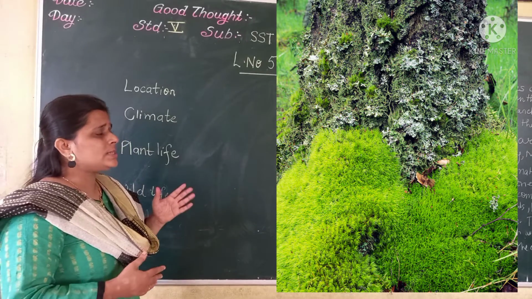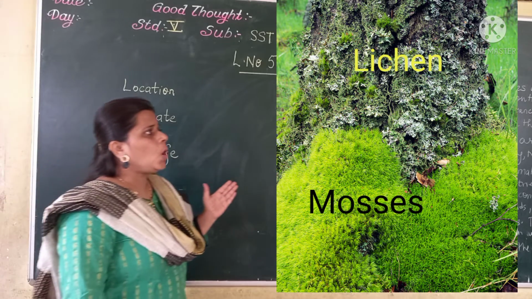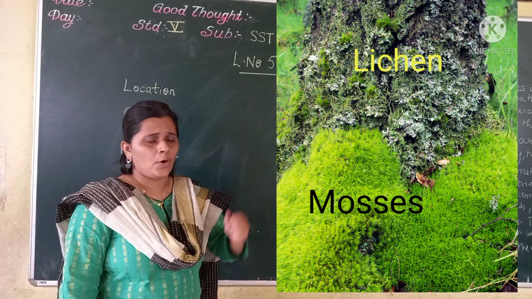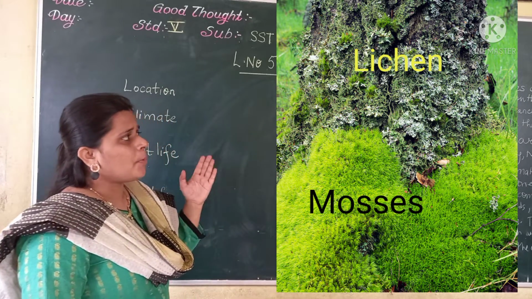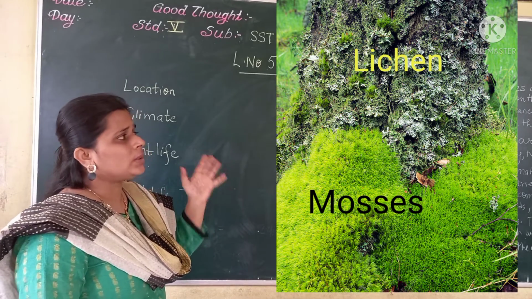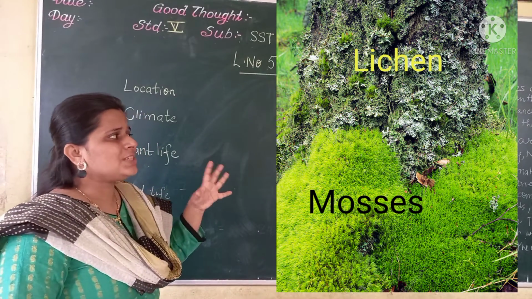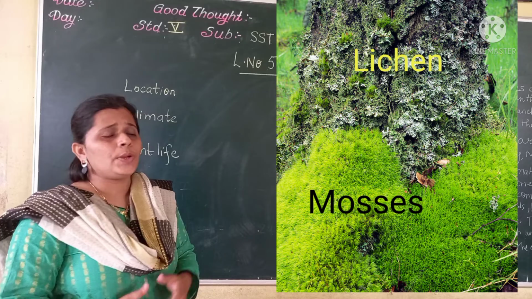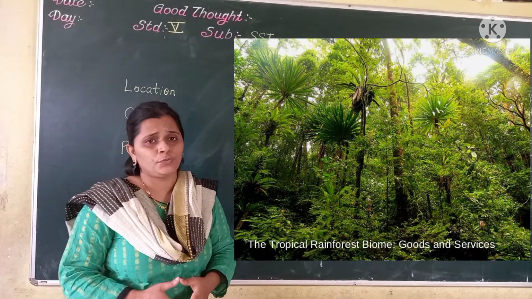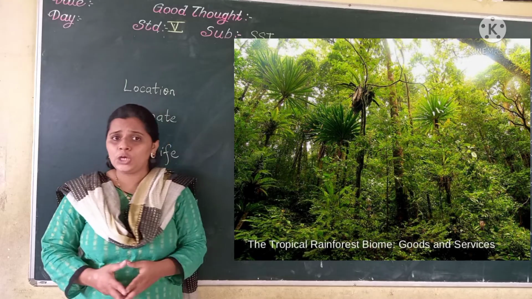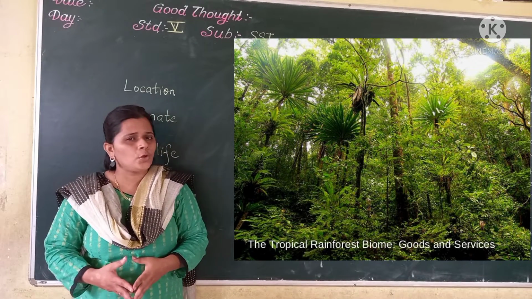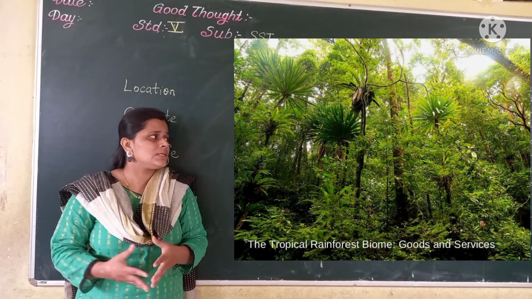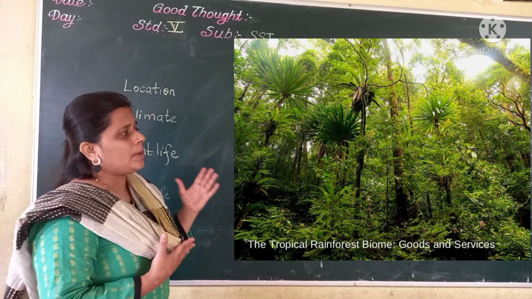Now students, mosses and lichen grow on the damp trunks and branches of trees inside the forest. You can see the picture here. Students, equatorial forests are very useful. Now, how is this forest very useful? Students, do you remember in class 4 we did the evergreen forest? We get wood, right? We discussed the wood which we get from the evergreen forest.